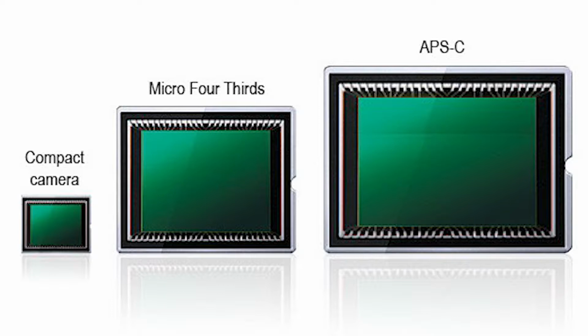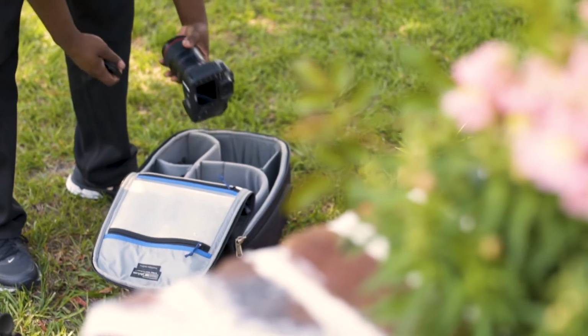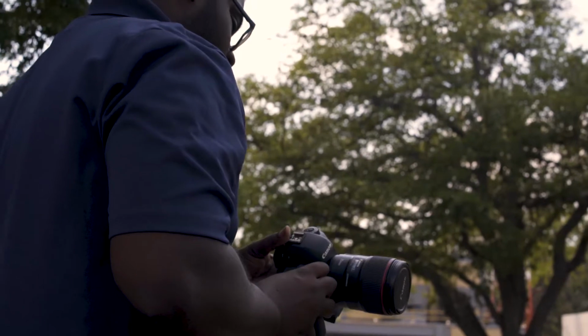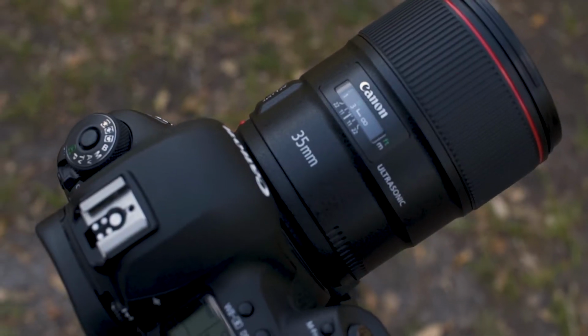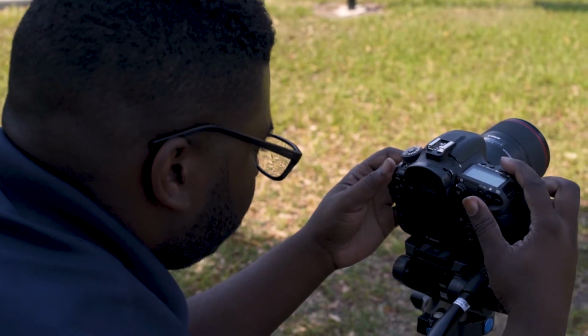Aside from the difference in size physically, there are several other differences between a crop and a full frame. Today we took the Canon 5D Mark IV and 7D Mark II out to Winter Garden, along with a 35mm and a 50mm on both to show how different the field of view is.